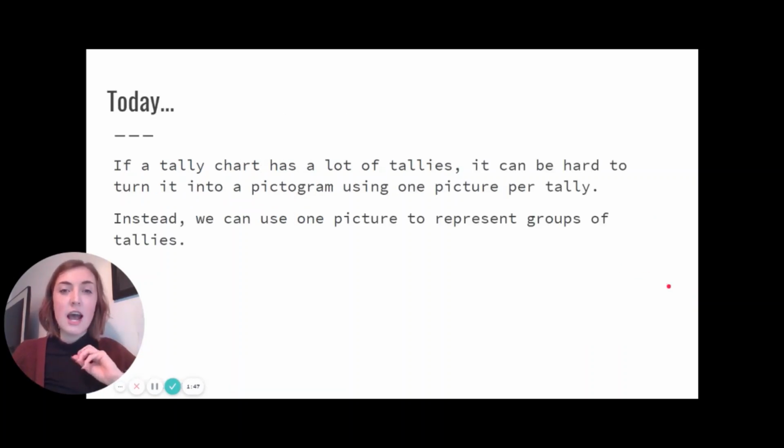If a tally chart has a lot of tallies in it, it can be hard to turn it into a pictogram using just one picture per tally. You would need a massive piece of paper. Instead, we can use one picture to represent a group of tallies.